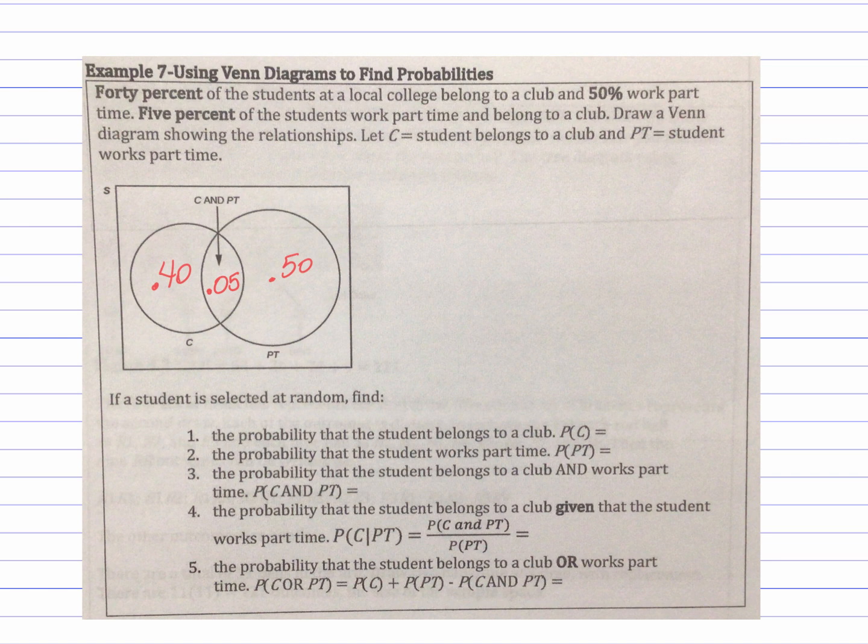Now let's find our probabilities. If a student is selected at random, find the probability that the student belongs to a club. Well, that's just 0.4. The probability that the student works part-time. Well, that's just 0.5. The probability that the student belongs to a club and works part-time is just 0.05. And the probability that the student belongs to a club, given that the student works part-time, that's just C and PT, 0.05 over part-time, which is 0.5. If you divide, you get 0.1.